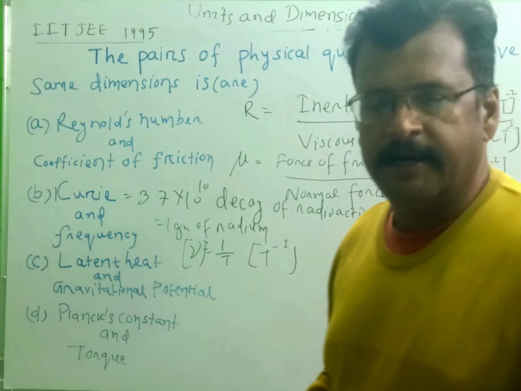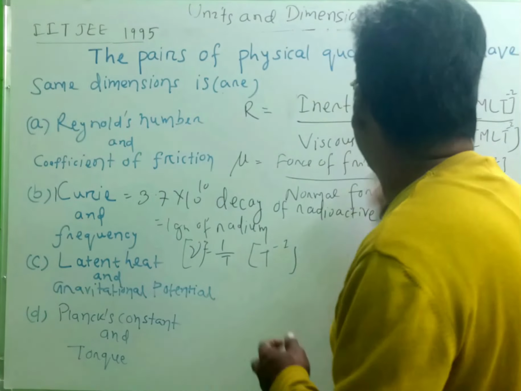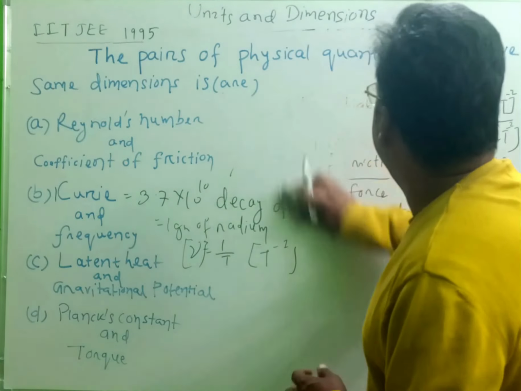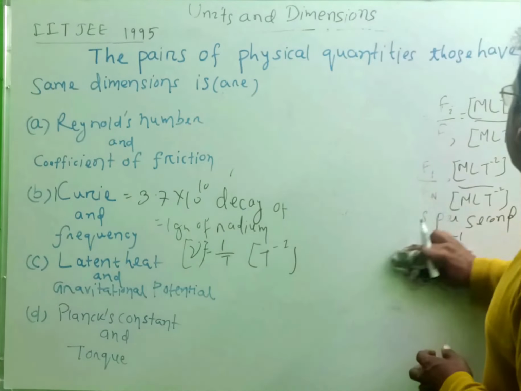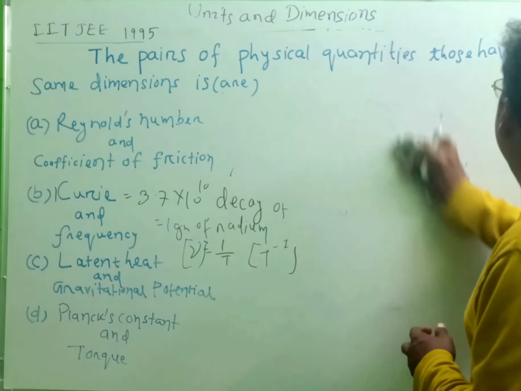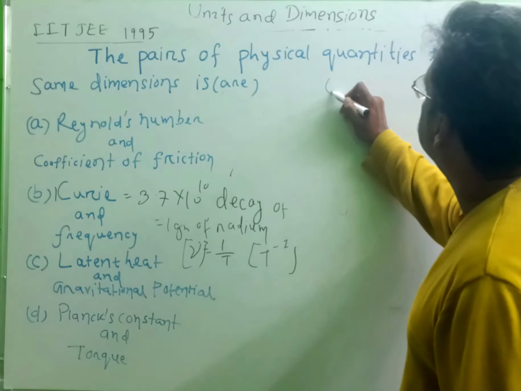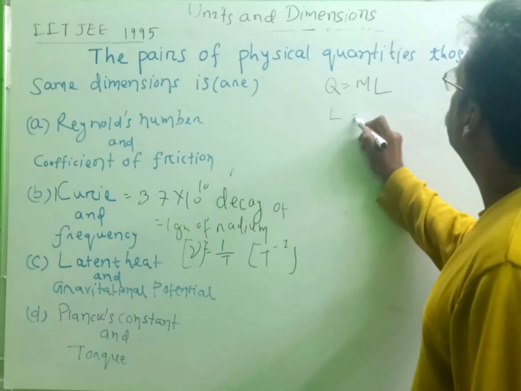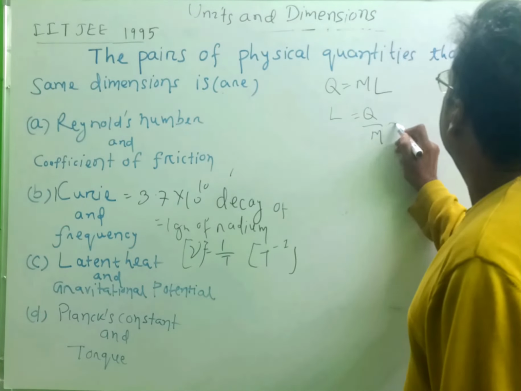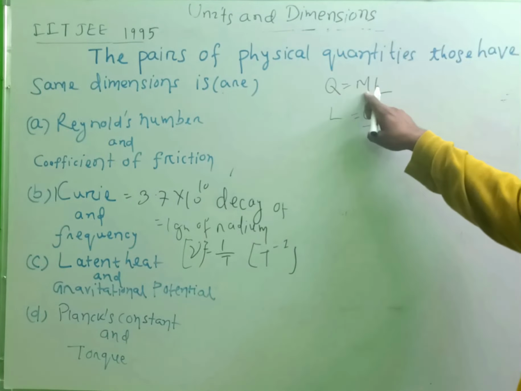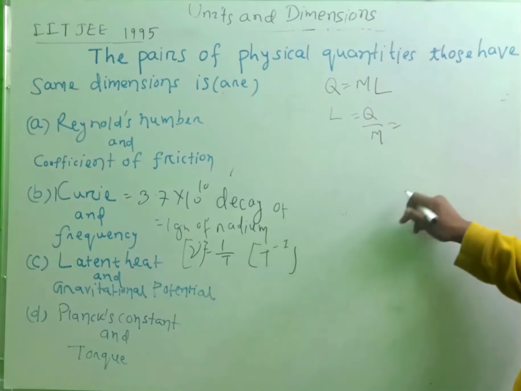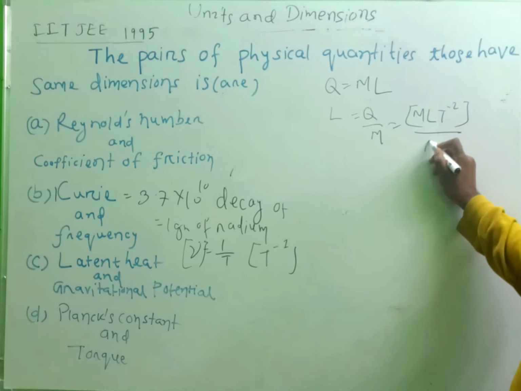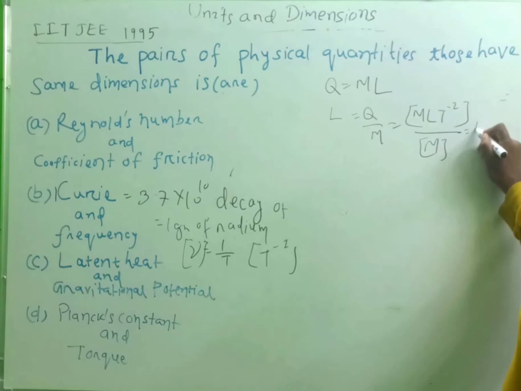Then what is latent heat? Formula for latent heat, students. Latent heat is denoted by capital L. Okay, student. And this is given by the formula Q is equal to mL, and L is equal to Q by m, where Q is the heat and m is the mass. So MLT^-2 is the dimension of heat, student, divided by mass. So this becomes L T to the power minus 2.